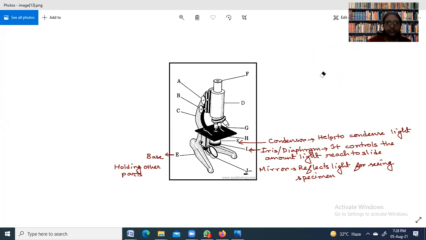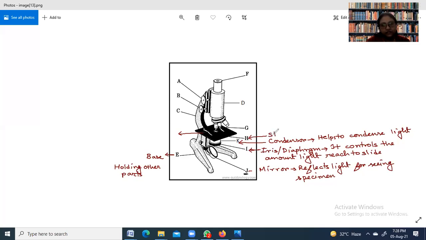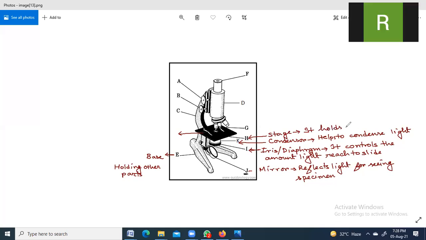Now we will talk about the next part of the microscope, that is this part. This part is called the stage. Stage is age. So this is the stage. What is the role of the stage? Ma'am, it holds the specimen. Very good. It holds the specimen. This part is known as the clip.